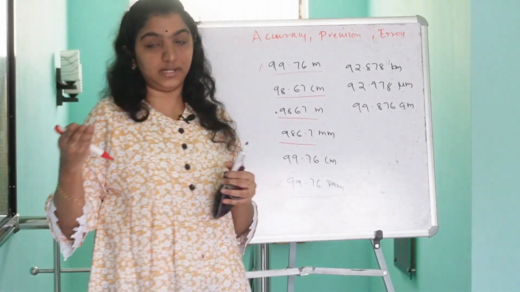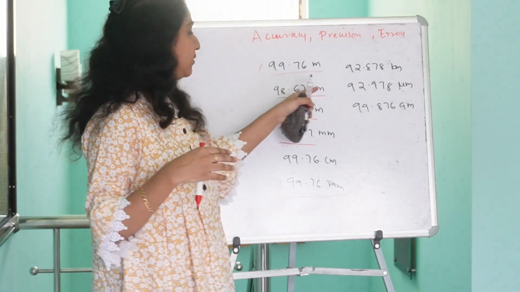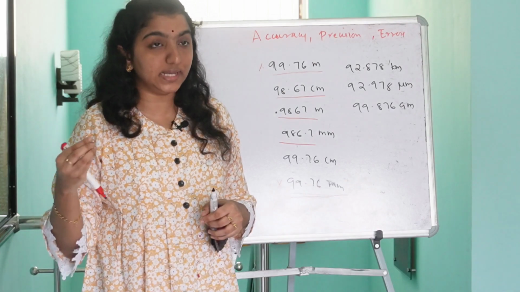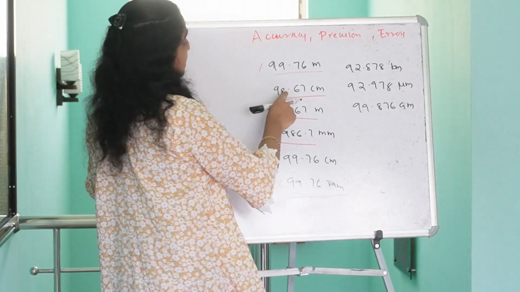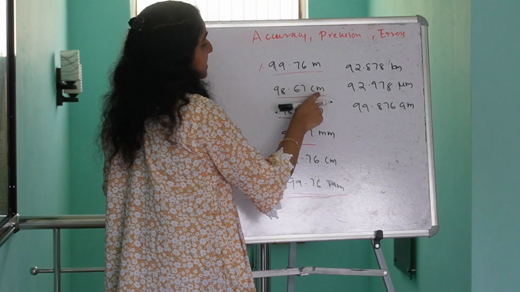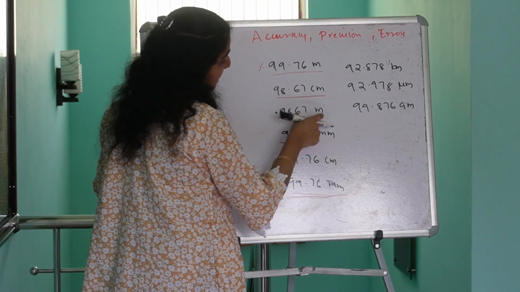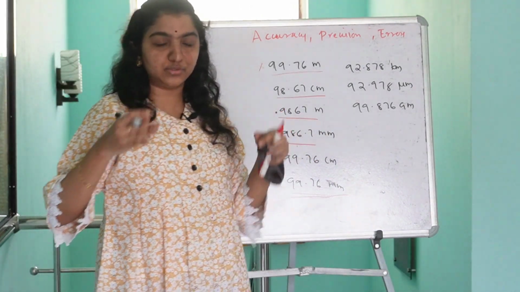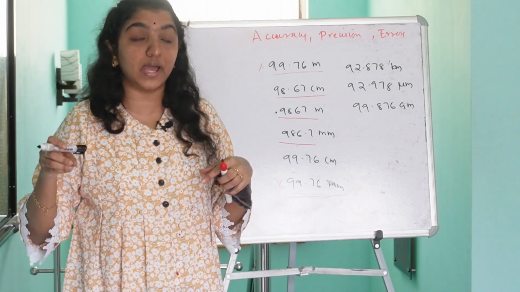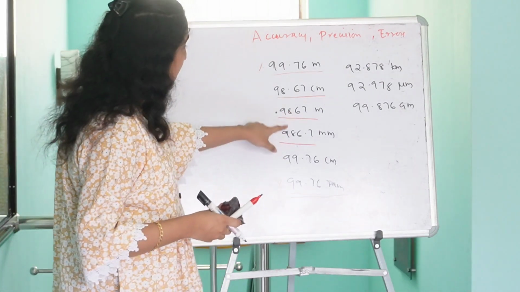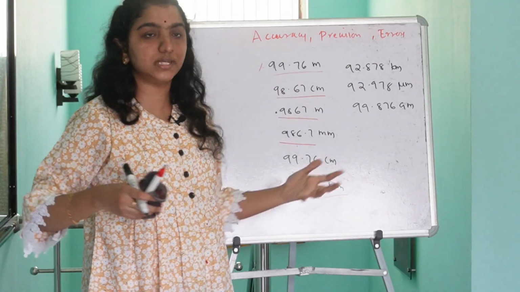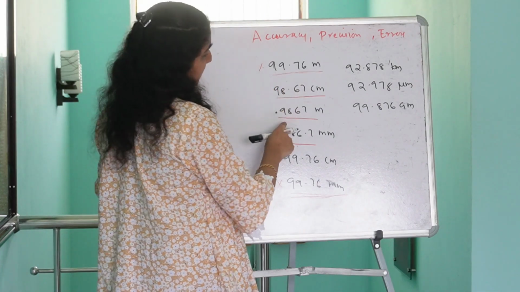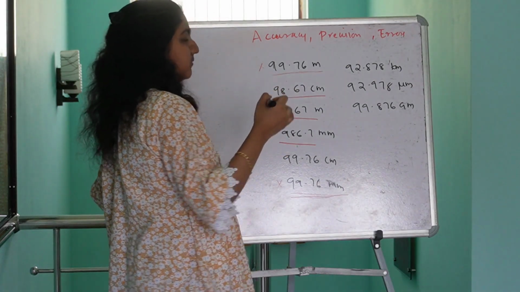So there is a possibility of this particular value being the precise value. Let's see. Here this measurement is given in centimeter, in the second case it is given in meter, and the third one is given in millimeter. So we have to convert all these three values into a single unit. Anyway, here I am going to convert all these values into centimeter. The first value is given in centimeter, so no need of converting it. The second value is given in meter, so I have to convert into centimeter.